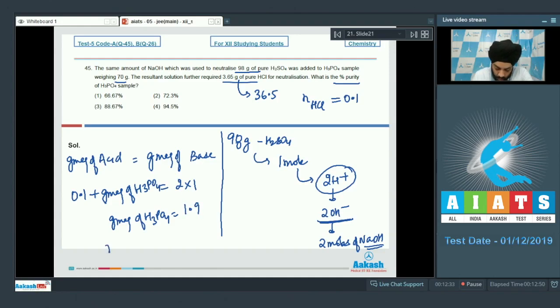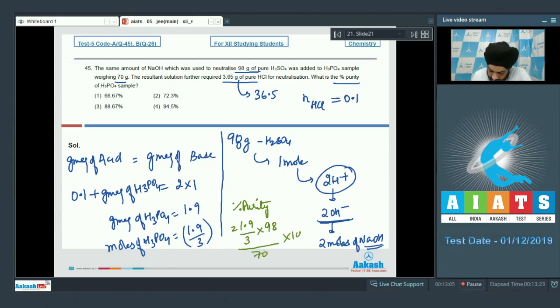1.9. So the moles of H3PO4 is equal to 1.9 upon 3, as complete neutralization is going to happen. All the 3 abstractable protons will be extracted. So these many moles of H3PO4 are present, students. So if we talk about the percentage purity now, the percentage purity will be given by 1.9 by 3 into 98 divided by 70 into 100. So if we talk about this value, students, it comes out to be approximately equal to 88.67.